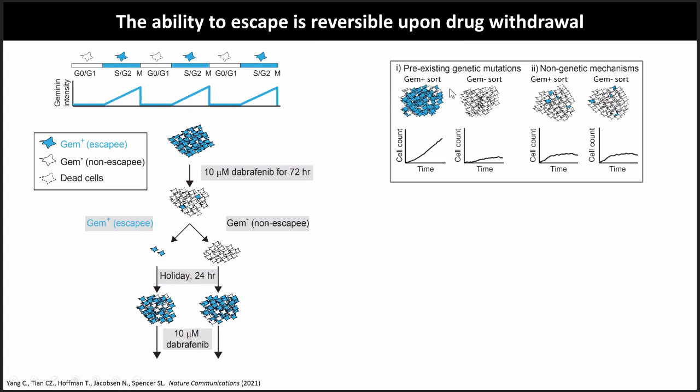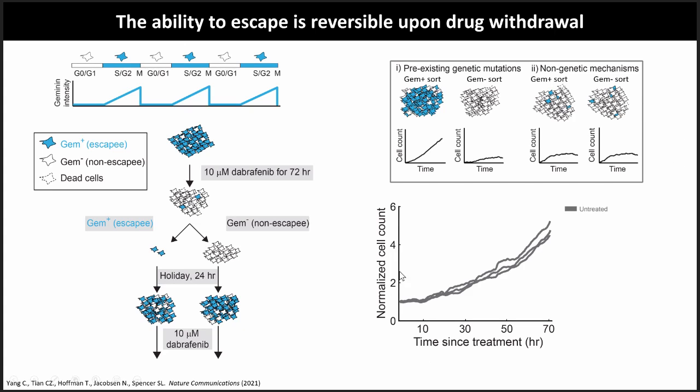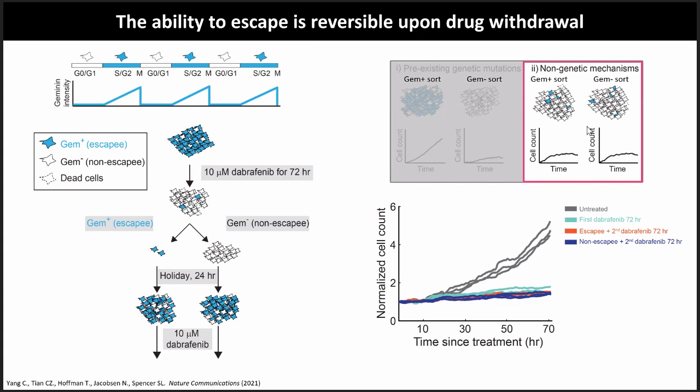So if the initial ability to escape was driven by pre-existing genetic mutations, then when we sort those SKPs and treat them again, they should proliferate much better than the non-SKPs. But if it's a non-genetic, rapidly reversible effect, then those two populations should look the same. So we filmed the cells, and this is how untreated cells grow pretty rapidly. These are just 3 replicates. And here are cells responding to dabrafenib for the very first time. And then we can look at the sorted SKPs compared to the non-SKPs in red and blue, and we see that they fall all right on top of each other. There's no difference between the SKPs and the non-SKPs upon the second treatment after this drug holiday. So this argues for the ability to escape being reversible upon drug withdrawal and therefore not genetic.